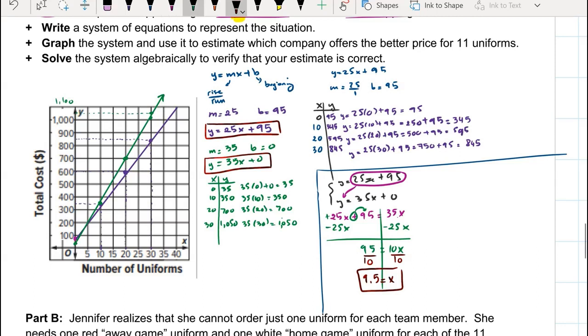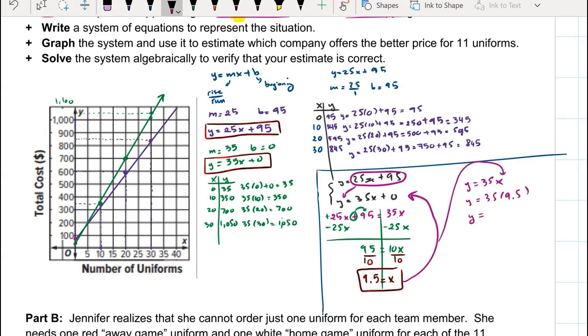To get the money, we're going to take this and plug it into one of the original equations. I would choose the second one because it's less work for me. Sorry, I should slow down one step. The second equation, y equals 35x. And we know x is 9.5, so we're going to plug it in: 35 times 9.5.